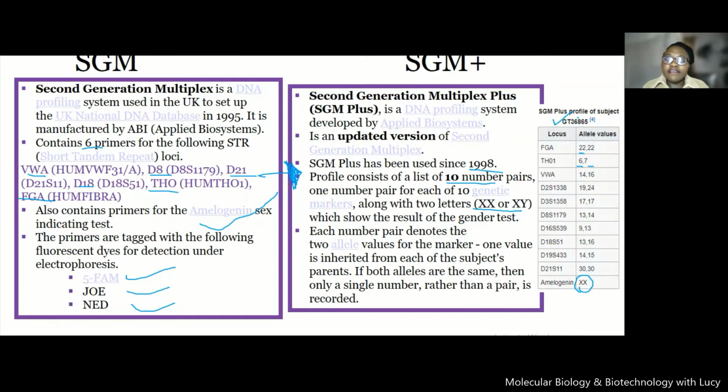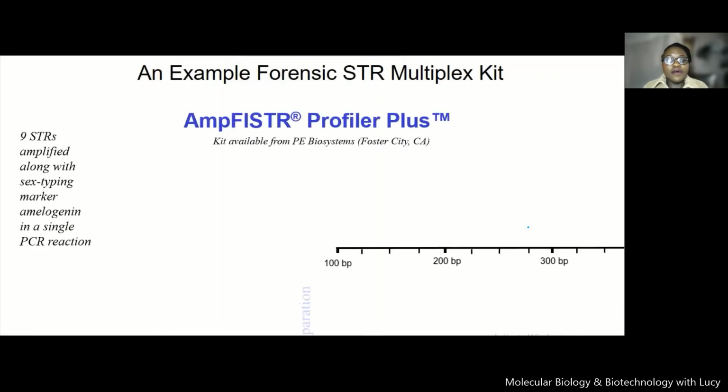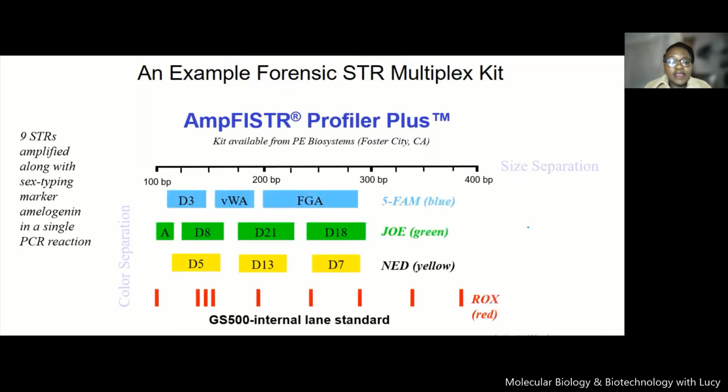So if this was supposed to be a comparison, we'll have now the SGM plus profile for another individual, and we will look at their allele values and be able to tell whether they are related or not, or even in case of forensic investigation, whether there is a relationship between the victim and the perpetrator. So this is an example of a 9 STR amplified with sex typing marker in a single reaction.